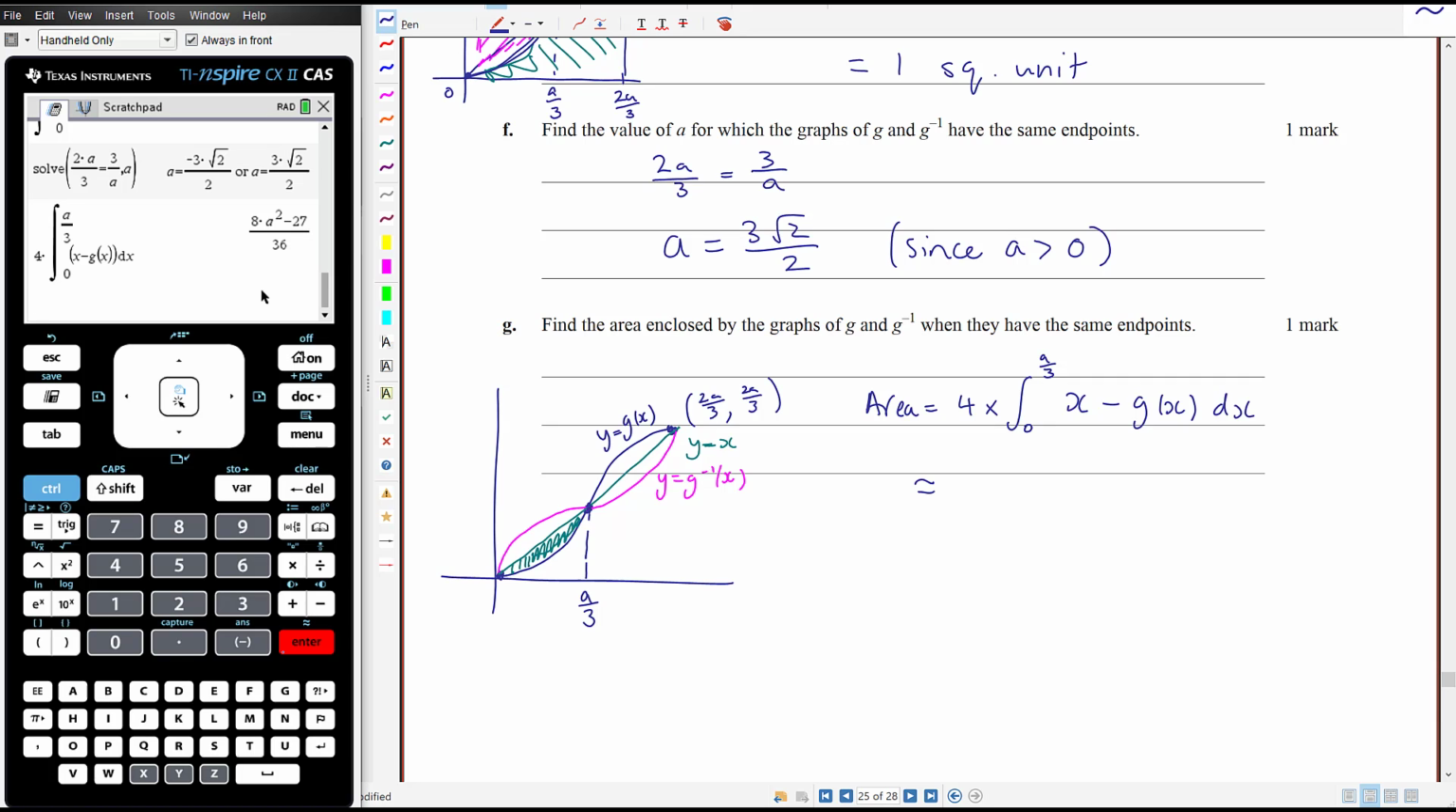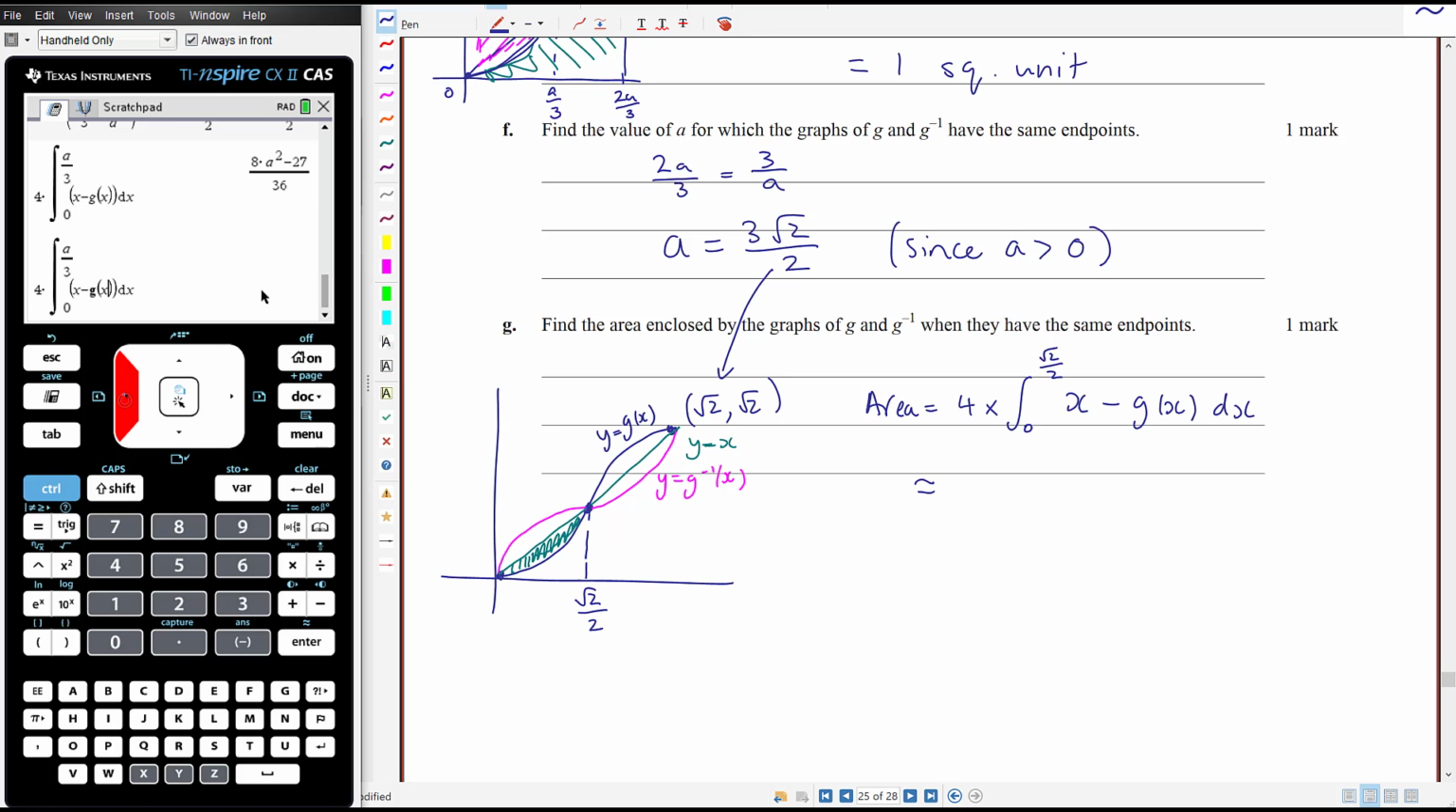Still got that in terms of a. Oh, we know what a is, sorry. So when the endpoints are the same, we actually know what a is. So if a is 3√2/2, then 2/3 times 3√2/2 is √2, which means that this will be √2/2, half of that. So actually this should be, sorry, let's fix this. √2/2.